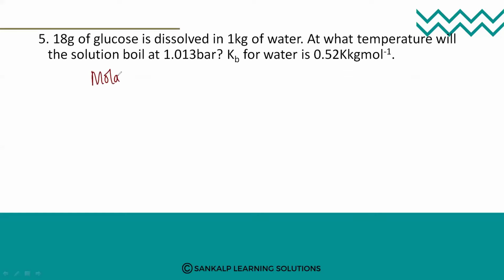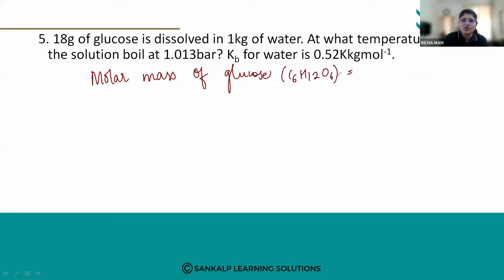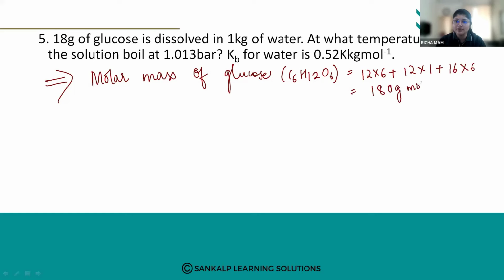First, we have to calculate the molar mass. So molar mass of glucose is required here. What is glucose? Glucose is C6H12O6. So after calculating the molar mass, how much will you get? Just check. So for C6, 12 into 6 plus 12 into 1 plus 16 into 6. So it comes to 180 gram per mole.